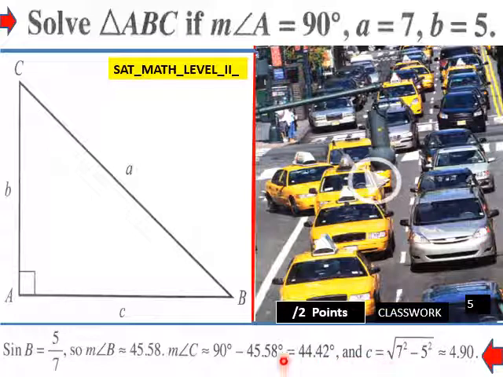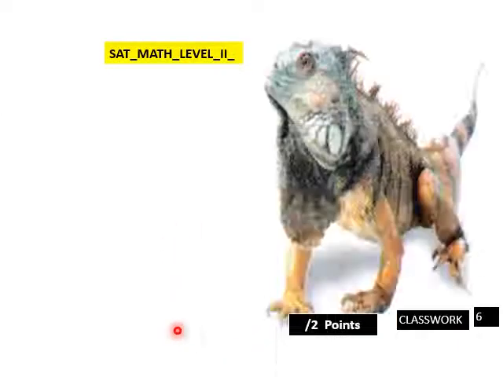And then the length of c, the length of this side here, will be the square root of 49 minus 25, which comes out to about 4.90. Again, by using the Pythagorean theorem, which is always handy. Triangles.